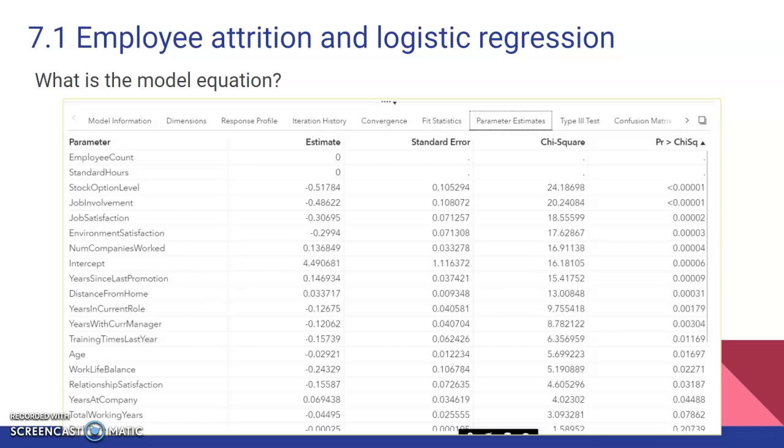For example, the estimate for stock option level is negative 0.517. Job involvement's 0.486. And intercept is 4.49. The intercept is one that sticks out more than others, as the numbers are much different than other options.